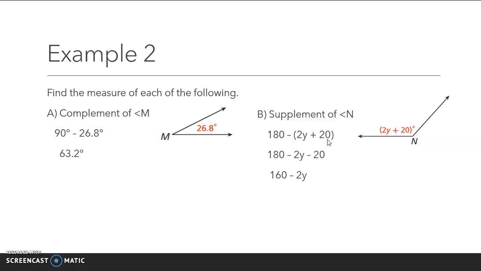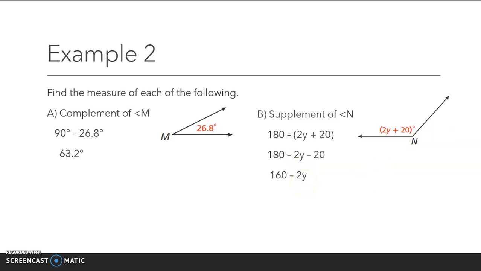Now, you need to be careful with the subtraction because the entire measurement is subtracted, so I put parentheses there. And that means that this subtraction needs to distribute to both terms. So that's where this came from. And then all I needed to do is combine 180 minus 20 to get 160. And then the minus 2y needs to just stay there because it's not like the other terms. So I combined my like terms, 180 and minus 20, to get 160. And then I kept the term with the y.